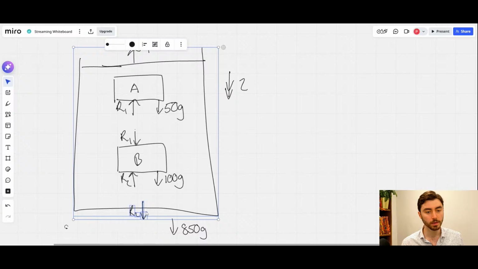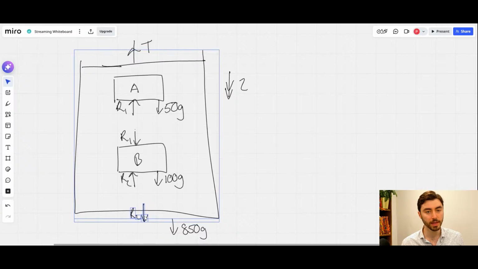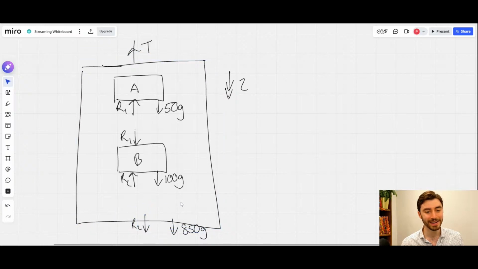Ooh, hold on a minute. Okay, I've kind of ruined that. No. No, it's fine. Why have you highlighted the full thing?